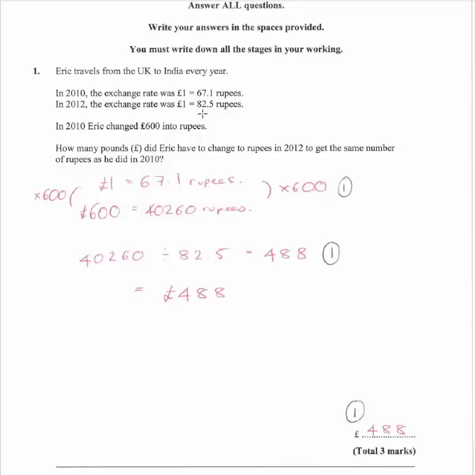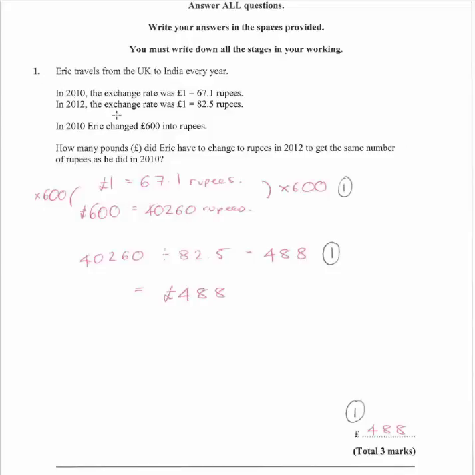Okay, well, first of all, he changes £600 into rupees, and every pound is 67.1 rupees in 2010. So 67.1 is £1 multiplied by 600, and you get 40,260 rupees, and that's what he gets from £600 in 2010.